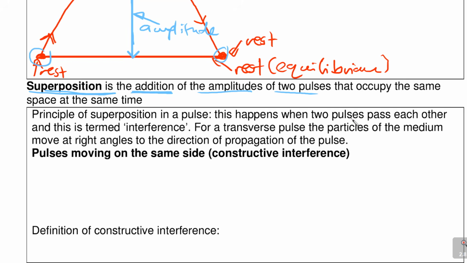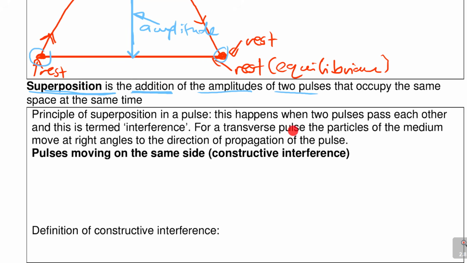This happens when two pulses pass each other, and this is termed interference. So every time you see a pulse and another pulse and they pass each other, that phenomenon or that particular term is referred to as interference. And then there's two types of those which you're going to look at.